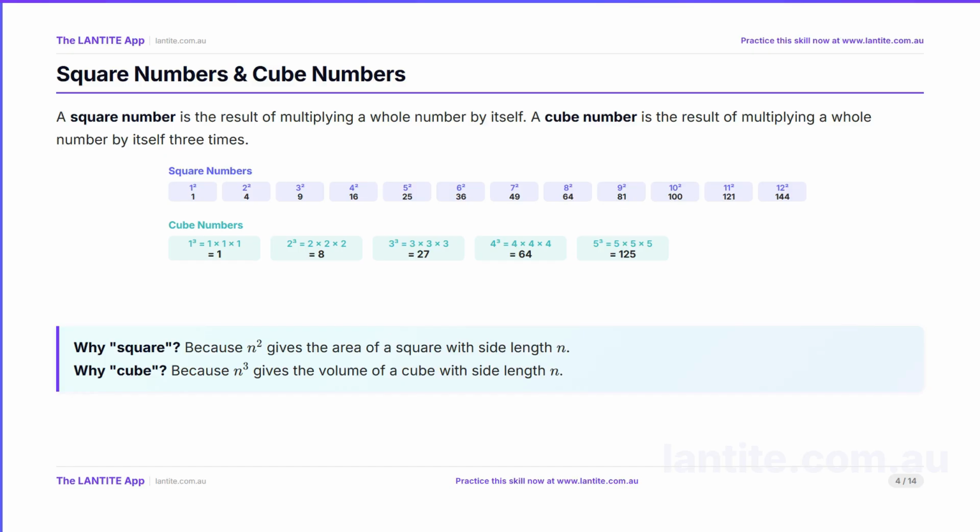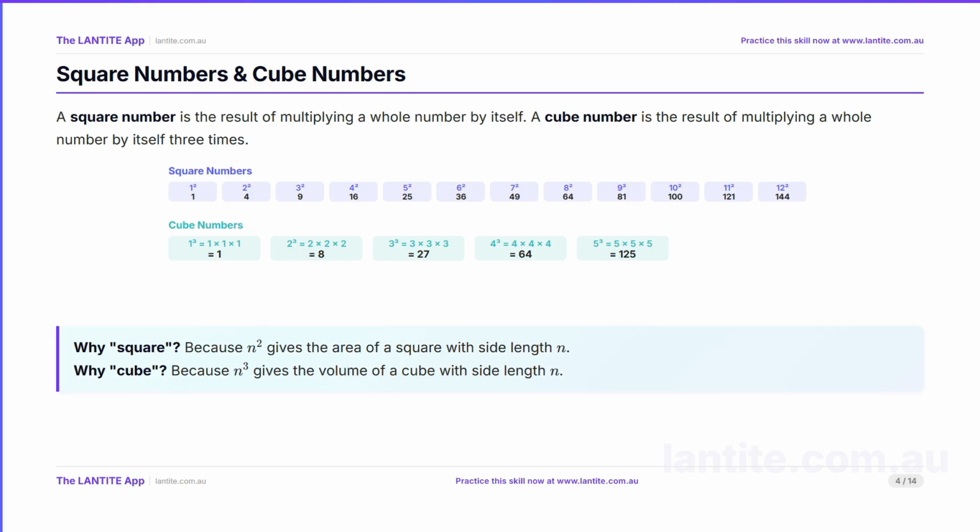A square number is what you get when you multiply a whole number by itself. A cube number is what you get when you multiply a whole number by itself 3 times. You should memorize the first 12 or so square numbers. They come up constantly on the LANTITE. 1 squared is 1, 2 squared is 4, 3 squared is 9, 4 squared is 16, 5 squared is 25, and so on up to 12 squared, which is 144.